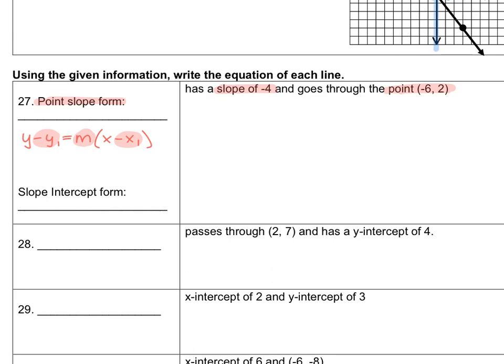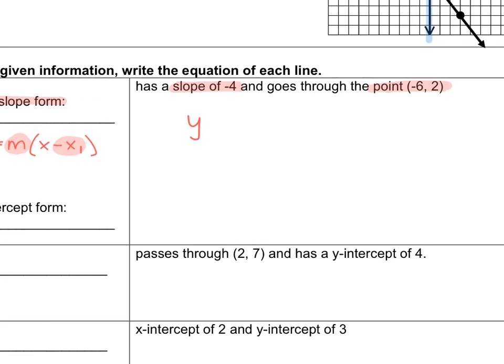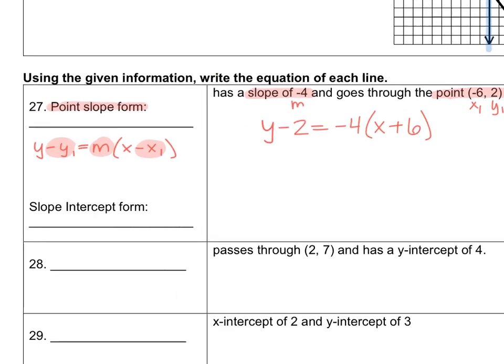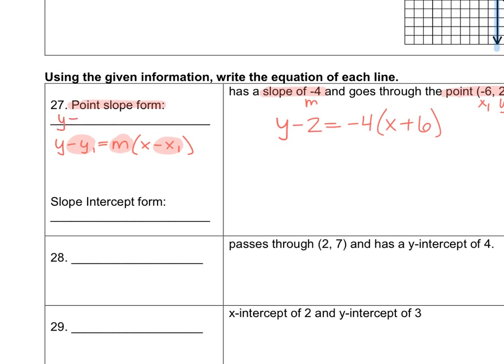So when I write the equation, I'm going to keep the y. If I go to label this up, that slope is my m, and then I have x1, y1. So y minus y1 would be y minus 2 equals my slope m, which is -4, parentheses x minus -6, because it's minus x1, but that double negative makes it a +6, because it's the opposite of what's there. So that's my point-slope form.